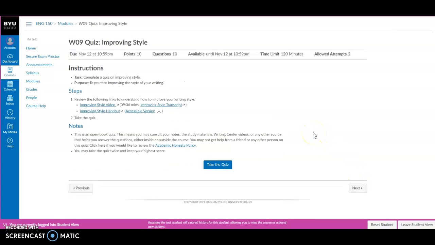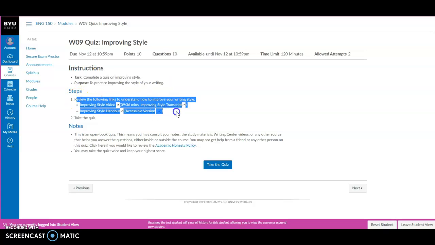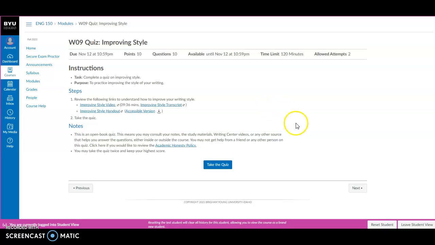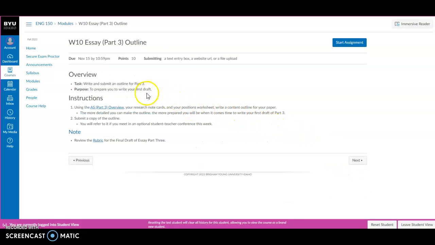And the last thing you're going to be doing for this week is the quiz, Improving Your Style. Please make sure, again, that you're reading all instructions from top to bottom. You review the information here, and then take the quiz. It is open book, and you have 2 chances to take it, and about 120 minutes for each chance. So if you have any further questions, please let me know.